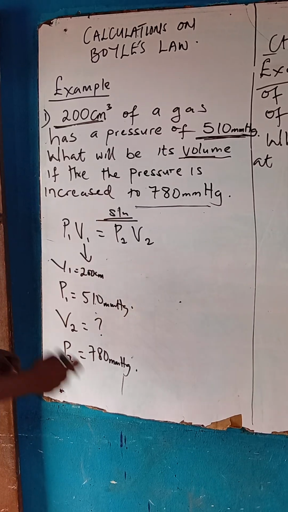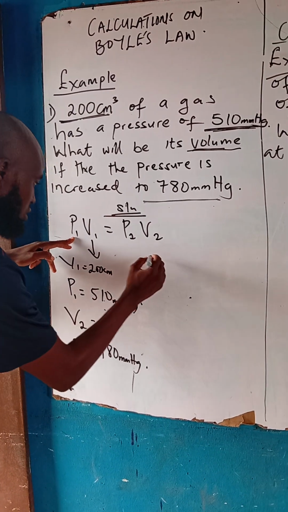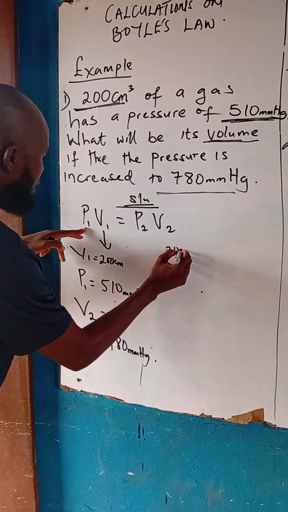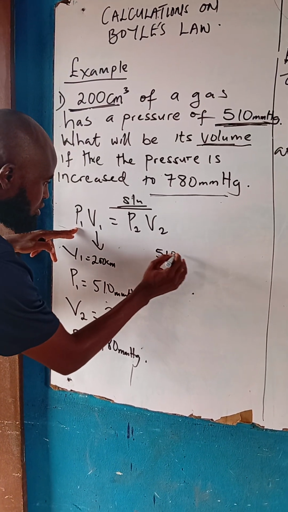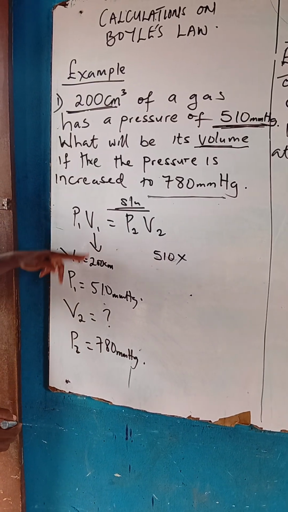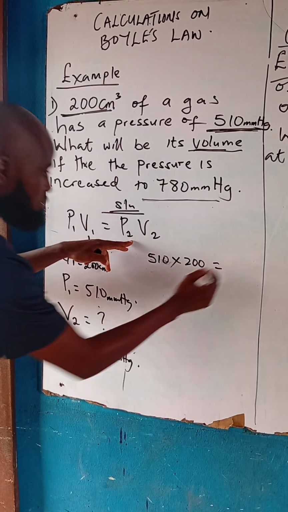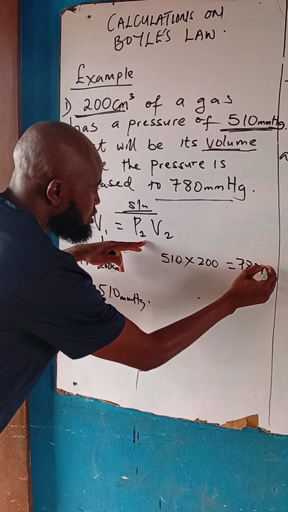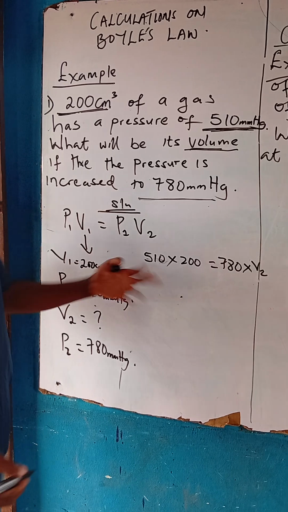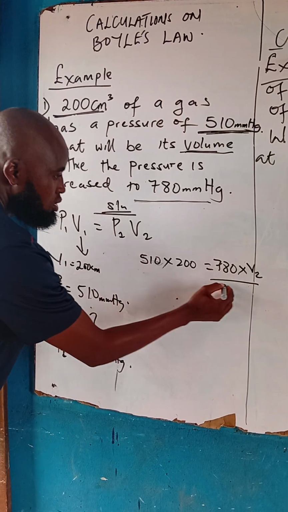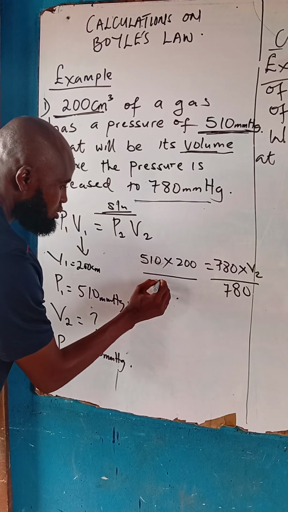Now let's start inserting the parameters one by one. For our P1, what do you have here? 510. For our V1, what do you have here? 200. Equal to P2, 780, times V2. Now let's make V2 the subject of the formula. What do you do now? Divide both sides by 780.